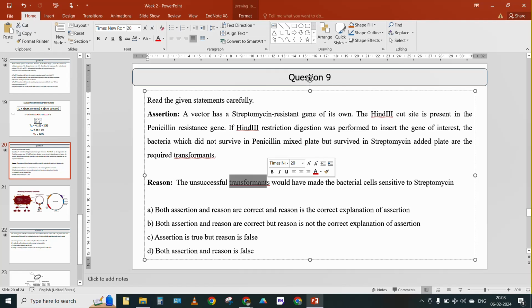Yes, I got it. Option C, which states the assertion is true but the reason is false, is the correct answer.